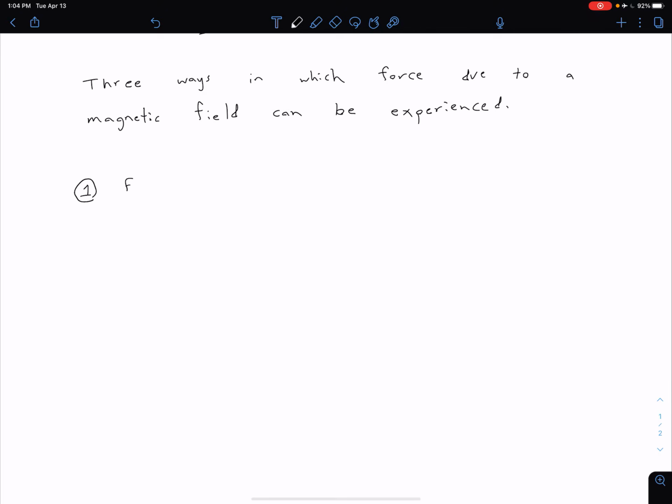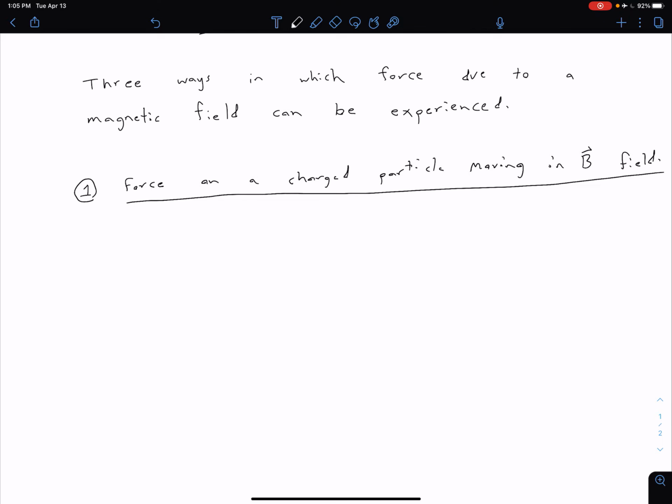So the first way that we can experience a force from a magnetic field is if it's a force on a charged particle that is moving in that magnetic field. So, force on a charged particle moving in our magnetic field. I'm just going to write B, and this is the same B that we had referred to as our magnetic flux density previously, and we're also going to use that to describe our magnetic field in general.